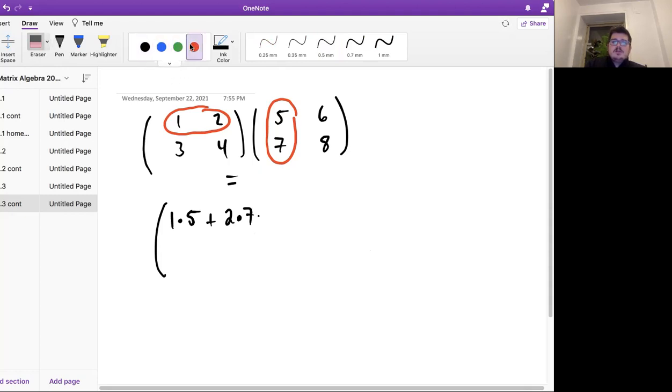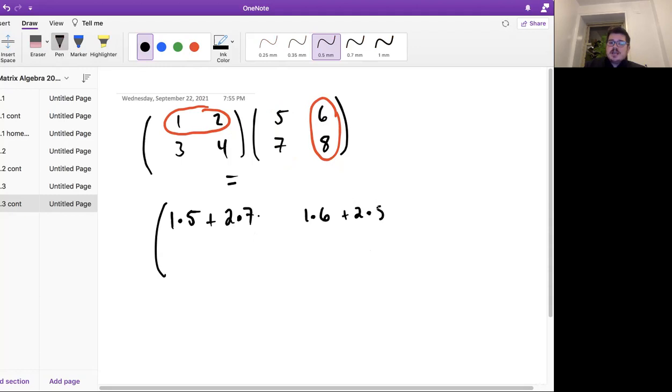Okay, now let's do the second entry. It's the first row and second column, which corresponds to the first row, second column in the product. So it's 1 times 6 plus 2 times 8.